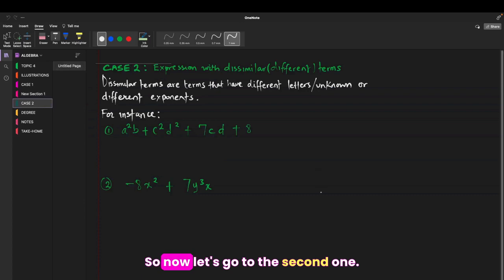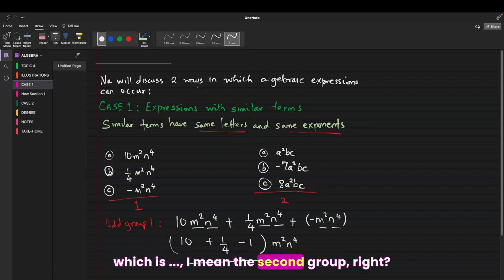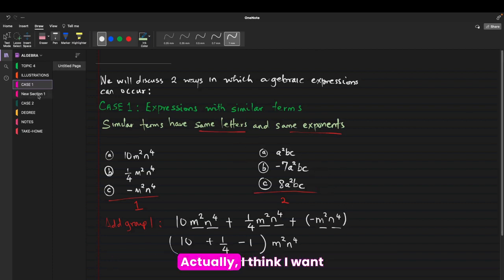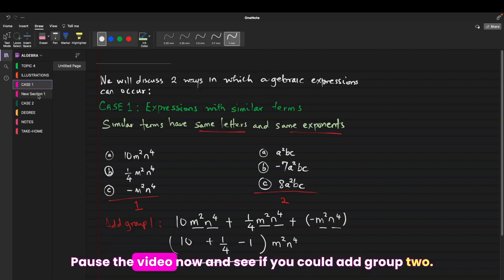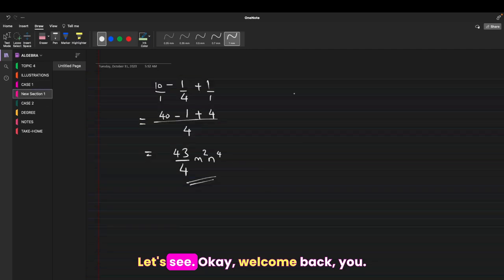So now let's go to the second one, the second group. Actually, I think I want you guys to use that as a practice. Pause the video now and see if you could add group 2. Add group 2, simplify, and let's see what you come up with. Pause the tutorial now and go through with that. Let's see. Okay, welcome back.